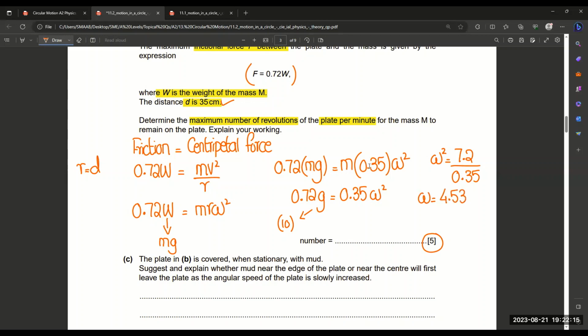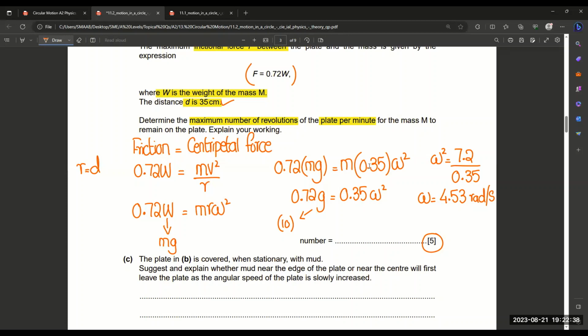Any idea about the SI unit? We are calculating angular speed, omega is angular speed. So your SI unit will be radians per second, right? Because we are talking about angular speed. Radians per second.